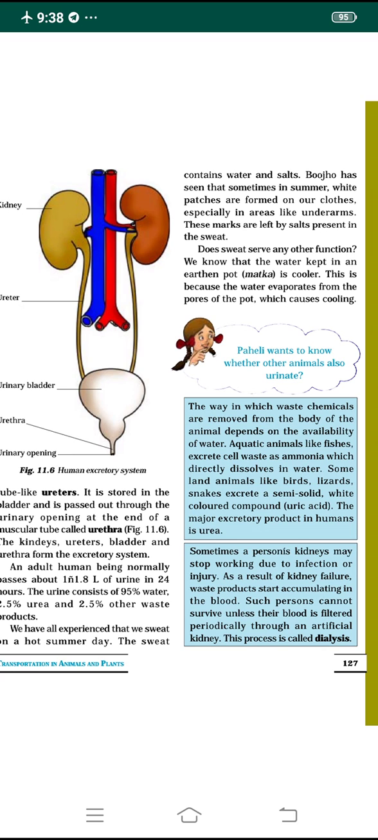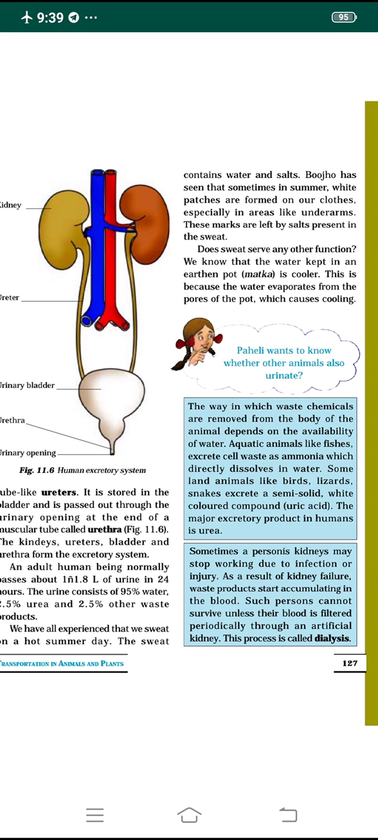So the fish waste is rich in ammonia, and birds, lizards and snakes excrete a semi-solid, white colored waste that is rich in uric acid. The major excretory product present in humans is urea.